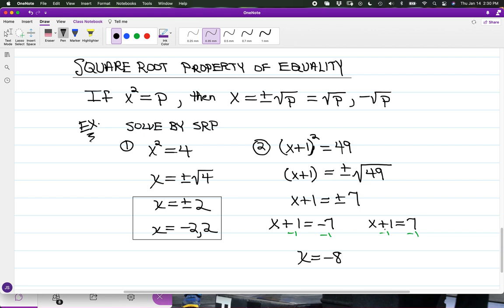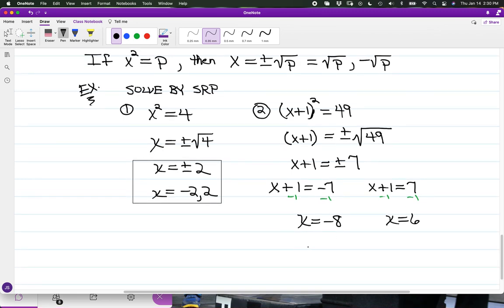If on the other hand x plus 1 is equal to 7, x is equal to 6. And you can go back and check. Negative 8 plus 1 is negative 7, and the square of negative 7 comes out to 49. As for 6, 6 plus 1 is 7, and 7 squared is equal to 49. So both of these apparent solutions do check out.